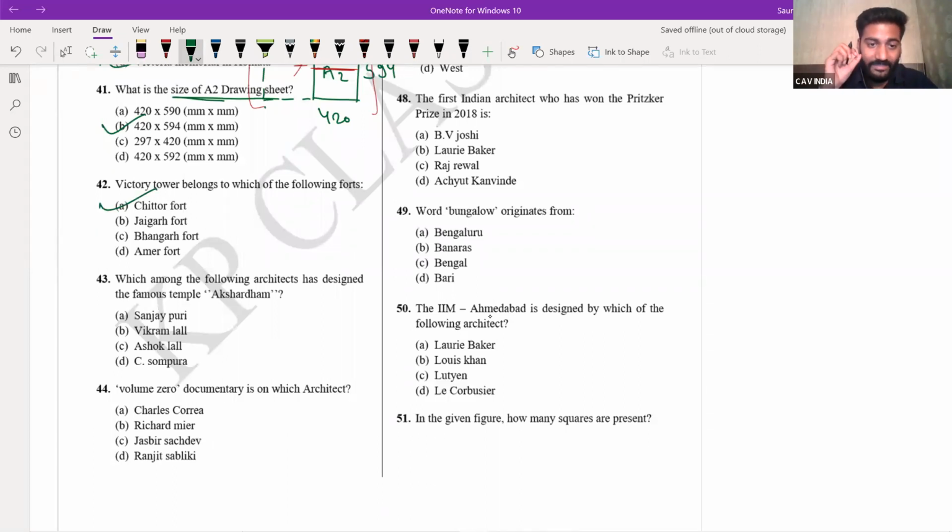Which among the following architects has designed the famous temple Akshardham? So it's Vikram Lal. Completely based on your knowledge base. There is no logic through which you can get the answer. Volume 0 documentary is on which architect? It's of Charles Correa, in which his life works were given.